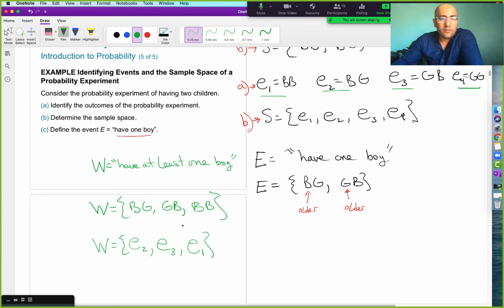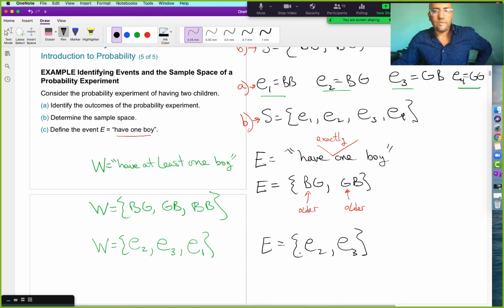Right, so this is another way of describing this statement. Have at least one boy. Have one boy is just these two. Right, so I'm interpreting this to mean exactly one boy. Good. And again, using this notation, capital E is made up of simple events E sub 2 and E sub 3. Right, from up here. E sub 2, boy, girl. E sub 3, girl, boy.